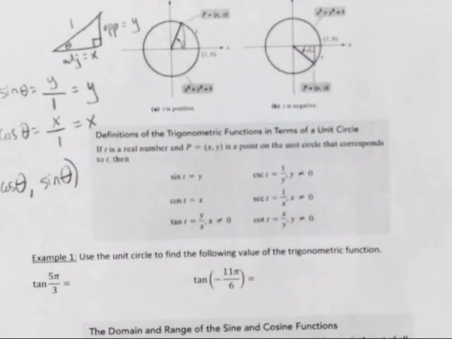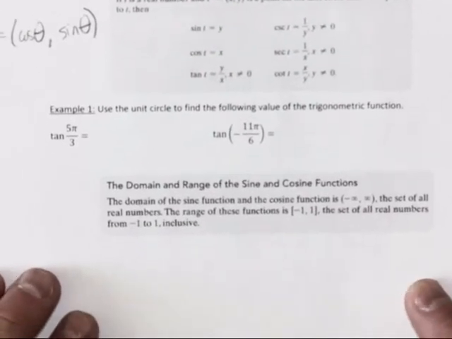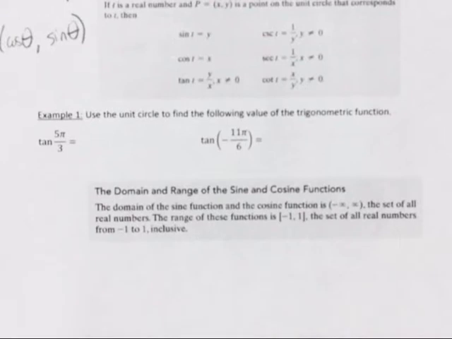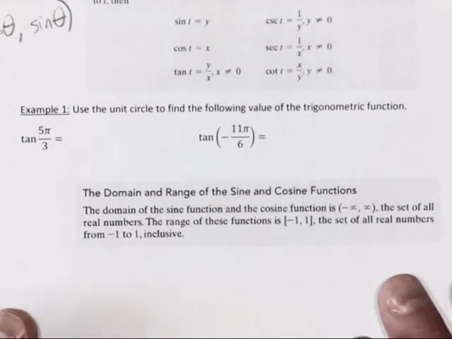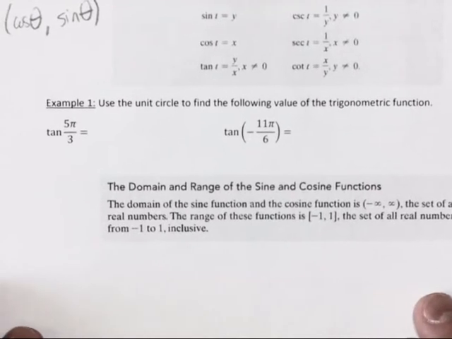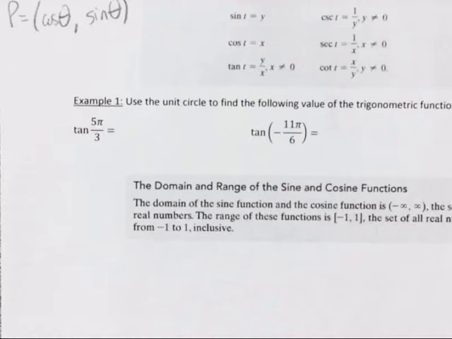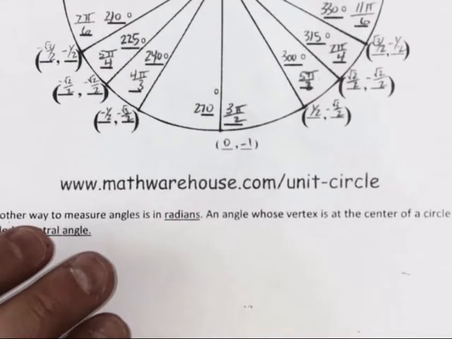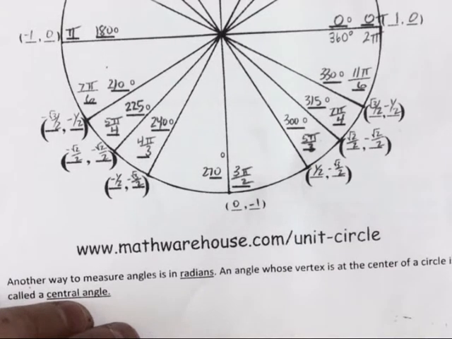So, some things that you can do with that unit circle is you can evaluate pretty much any trig function, if we have angle values that correspond to what's on the unit circle. So let's look at it. Determining the value of tangent of 5 pi over 3. If we look at our unit circle, we know that 5 pi over 3 is here. That's equivalent to 300 degrees.